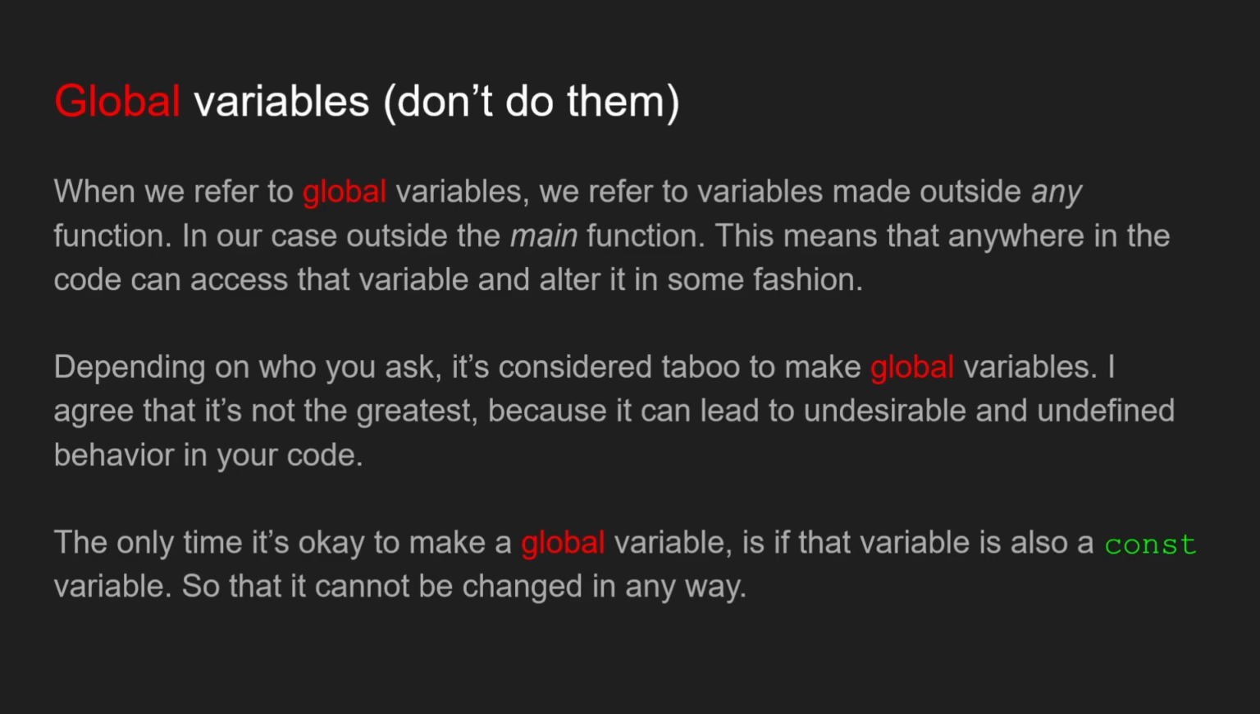The only time it's okay to make a global variable is if that variable is also a const variable, because then even though it's global, it cannot be changed and affect other parts of the code that you're not aware of, especially if your code gets very large and there's lots of lines that you can't keep track of and you're on a team and that team also doesn't know everywhere that it's used. They're not going to keep track of that.